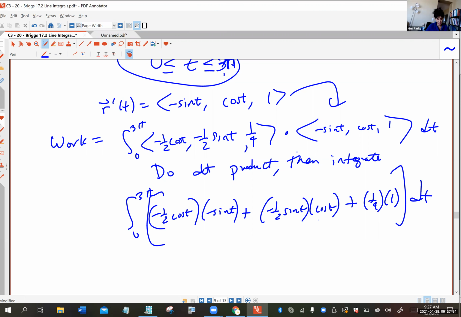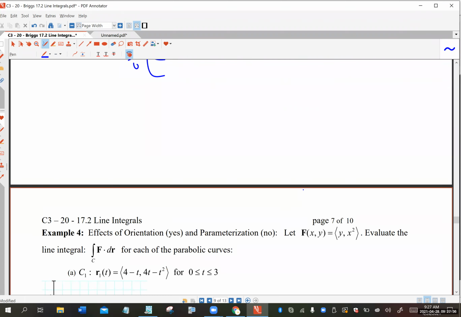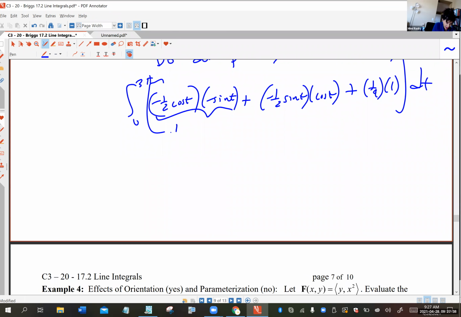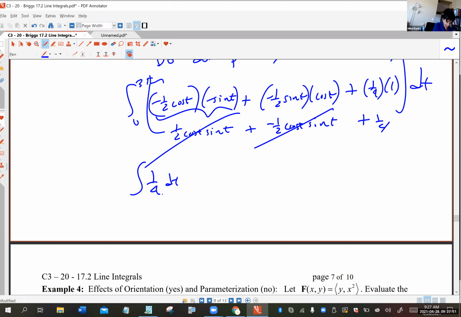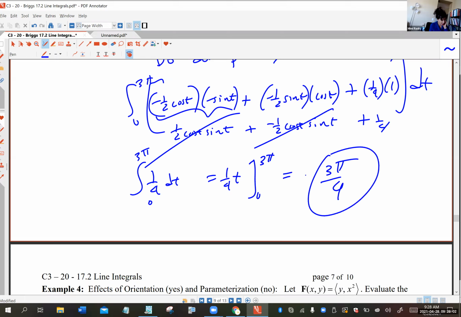But I like to clean up the mess as much as possible, if I can. And it turns out this is 1/2 cos t sine t, because a negative times a negative is a positive. And here we have -1/2 cos t sine t. Oh my goodness, how lucky are we? These add up to 0. And so I only have to integrate 1/4. Oh my goodness, that's an easy problem. And then you're just going to have 1/4 t, where t goes from 0 to 3 pi. And you'll have 3 pi/4. Okay, and there is the work done.